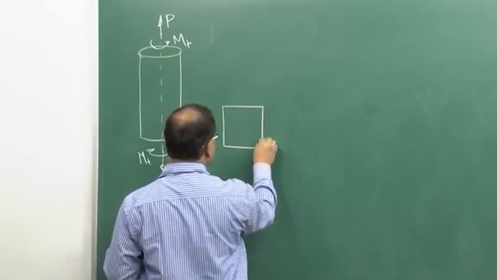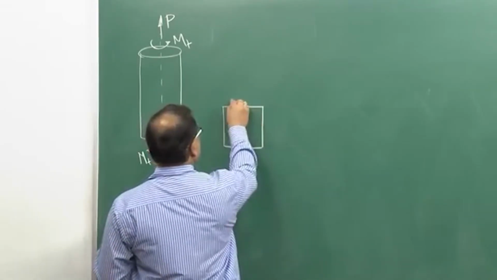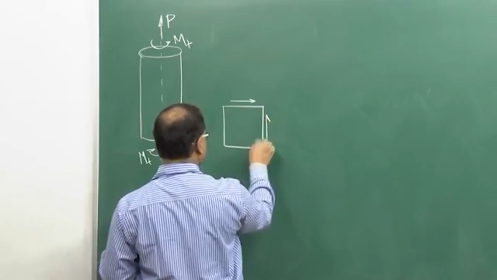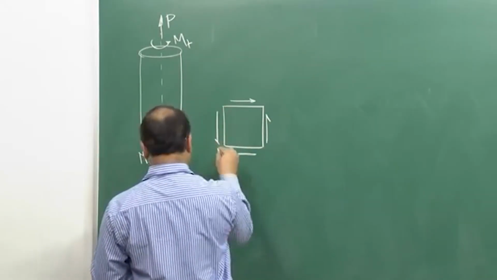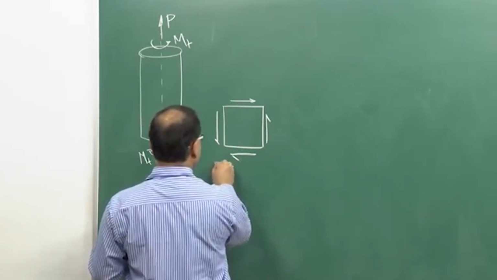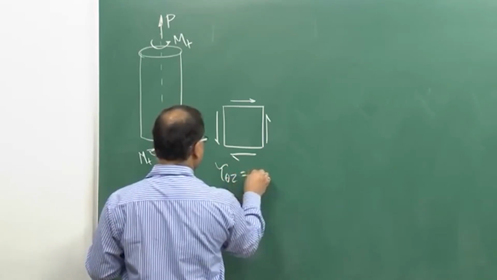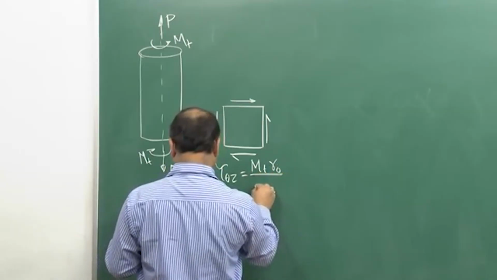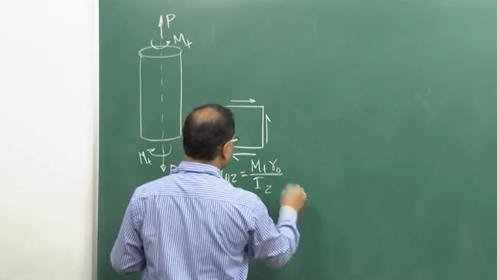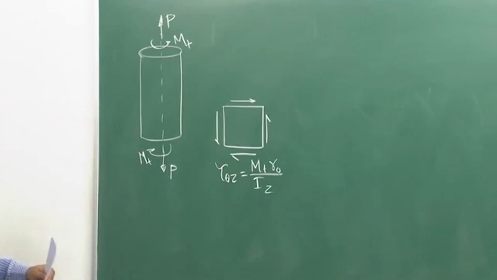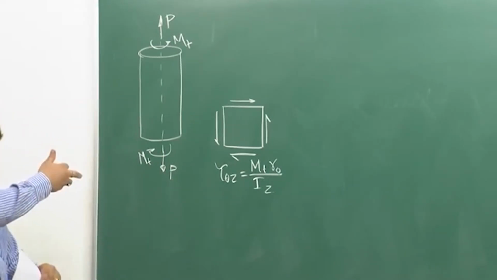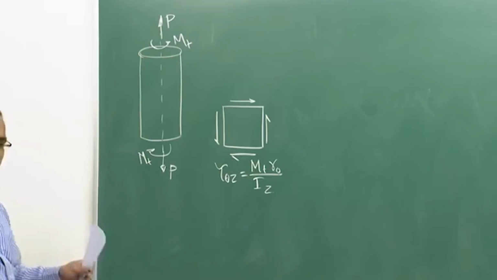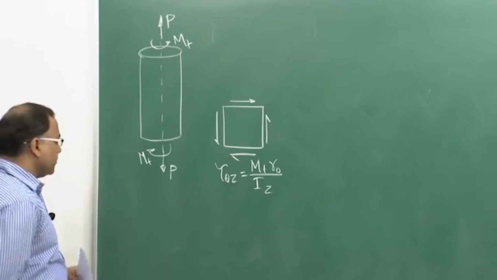So, if you try to draw the state of stress, this is your tau theta z developed due to your torsion, M_t r naught by I_z. I_z is nothing but the polar moment of inertia. Previously I wrote J is nothing but the polar. So, either one of the notations you can use, that is not a problem. So, polar moment of inertia, of course, you know from the previous discussion.